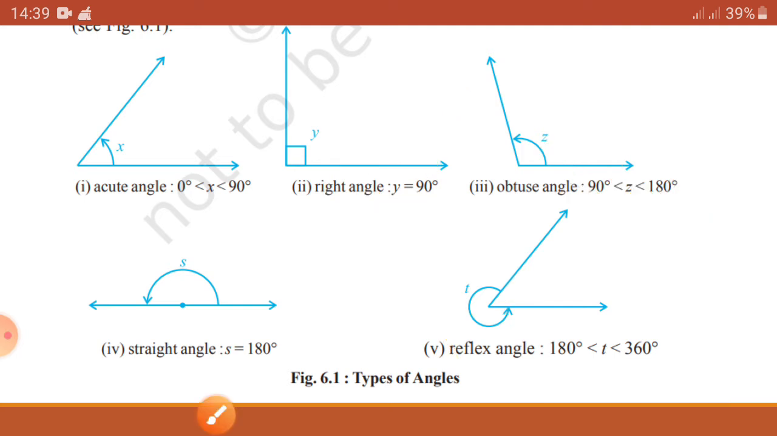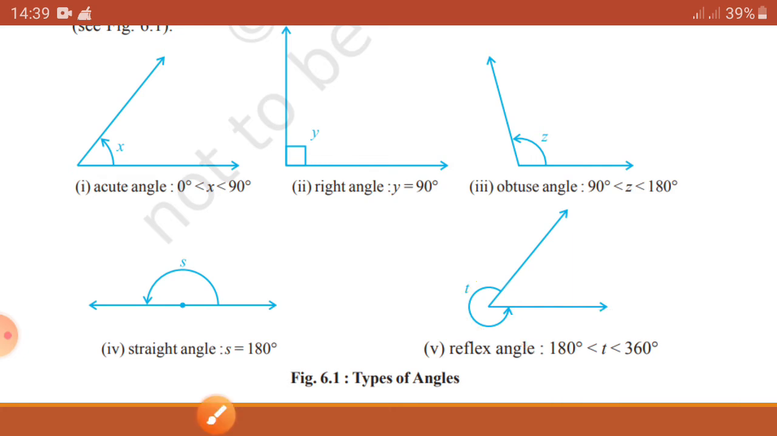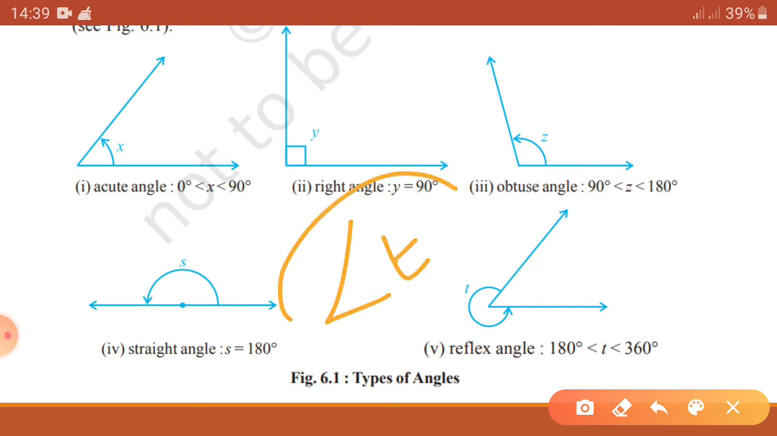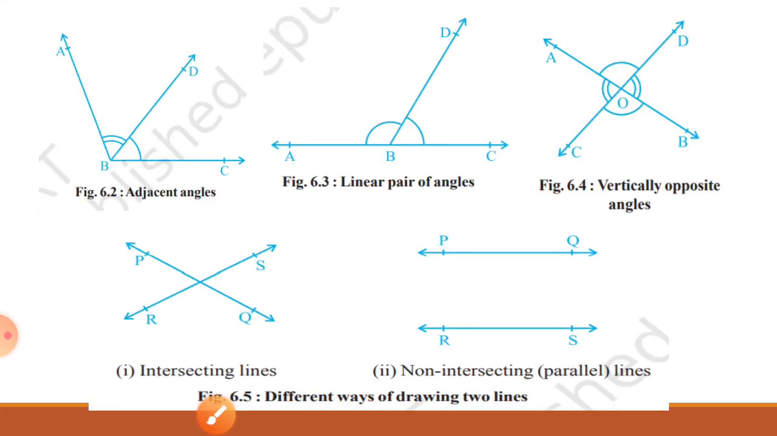So when the angle is in between 180 degree and 360 degree, then this angle is known as the reflex angle. So here angle T is known as the reflex angle. Okay, got it? Go to the next slide. Now the next part comes.